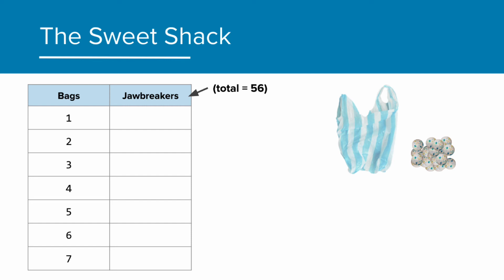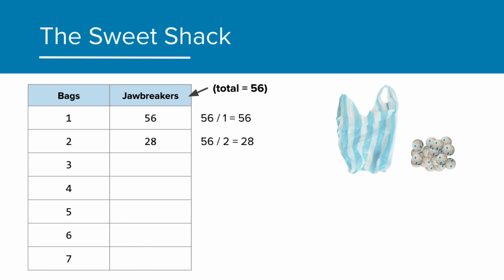Remember, bags equal factors. So how do we determine if a number is a factor of another number? Well, we divide into it and see if there's a remainder. Take the total of 56 and divide by one bag. No remainder. It's a factor and a possible bagging option. How about two bags? Again, take the total of 56 and divide by two bags. Lo and behold, no remainder. It's a factor and a possible bagging option.